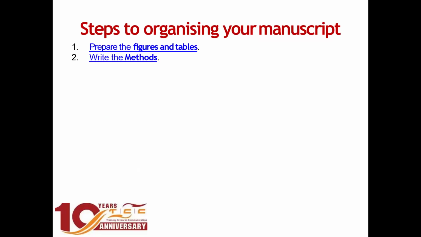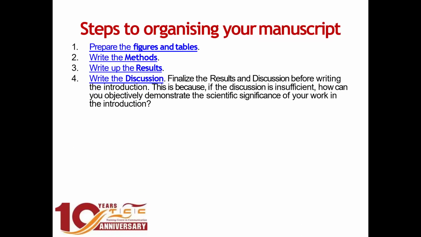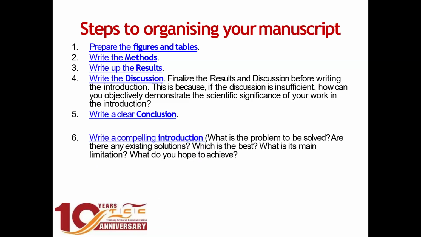Then write the methods, because methods is just describing what you did and how you did it. Then the third one is write the results, because you have the results. That's why you are writing this paper in the first place. Then write the discussion. This is where you are interpreting the results. And sometimes they are written together, I told you. When the journal requires you to write the results and discussion in one section, then you can combine them. But if they don't, write the results and then do a discussion, then write a clear conclusion.